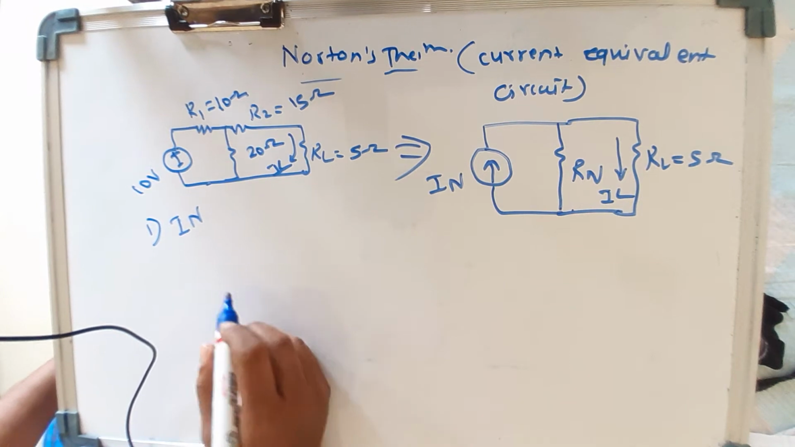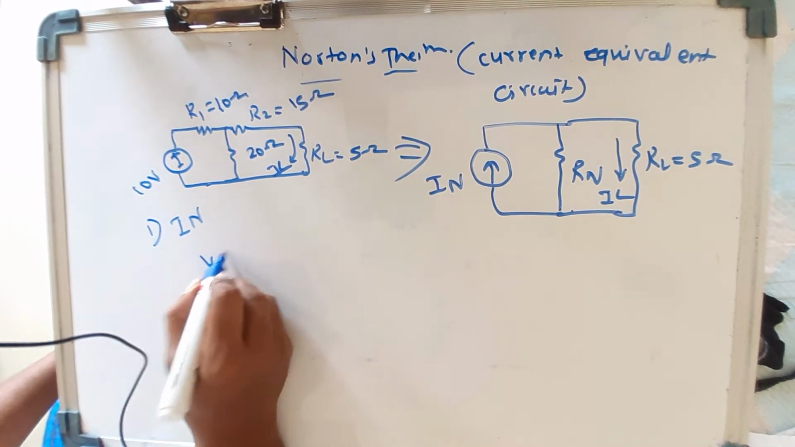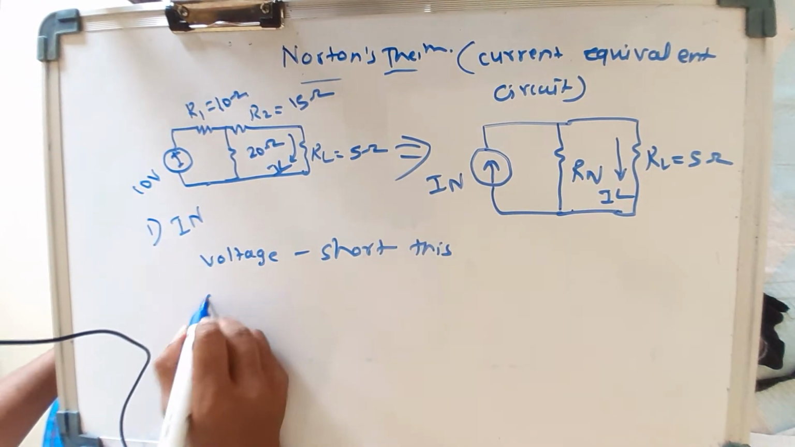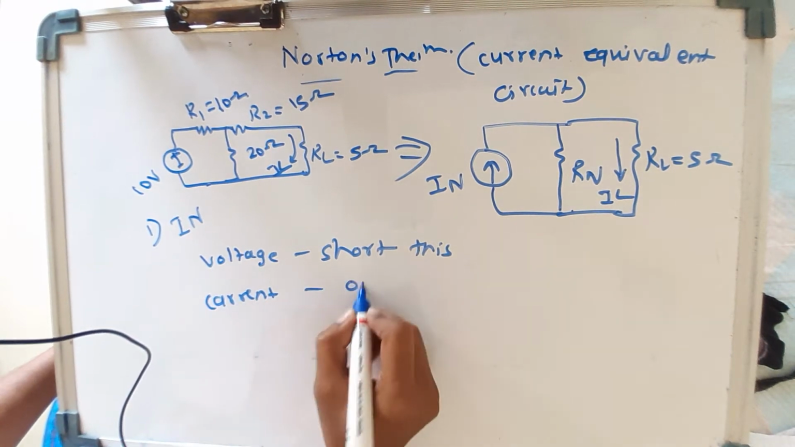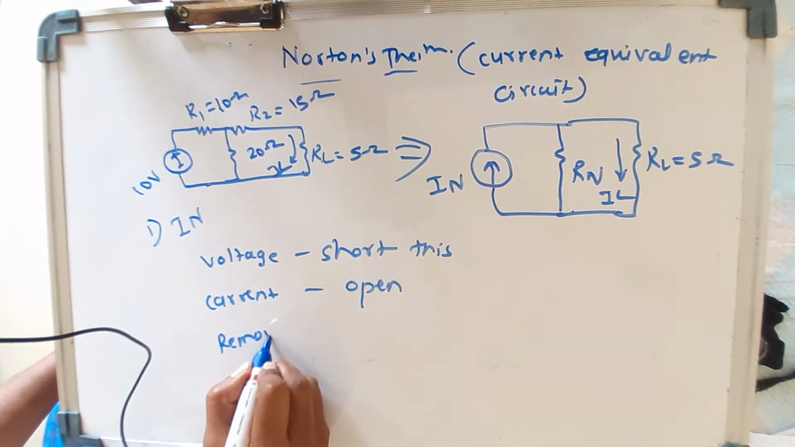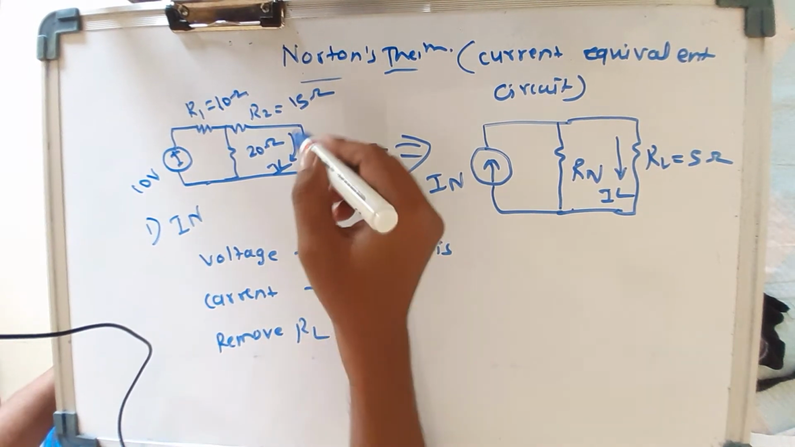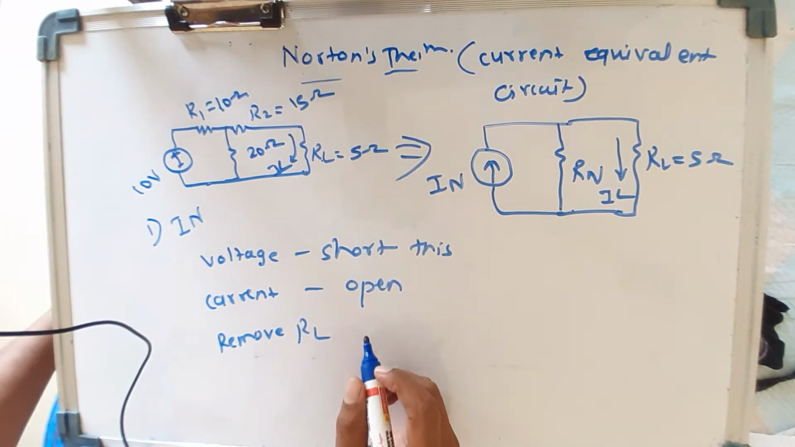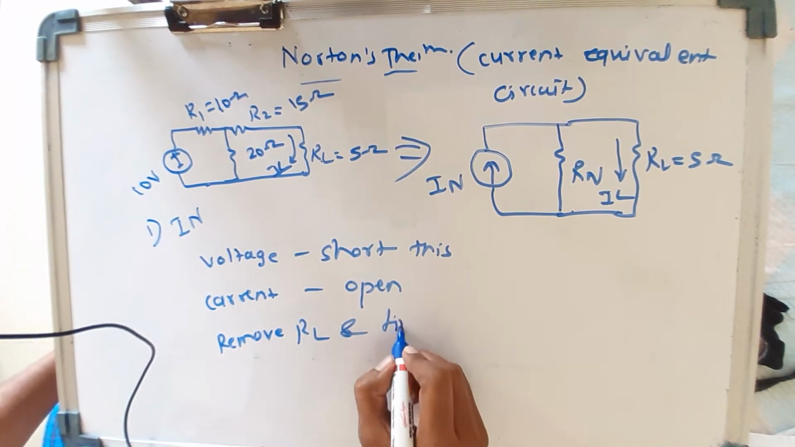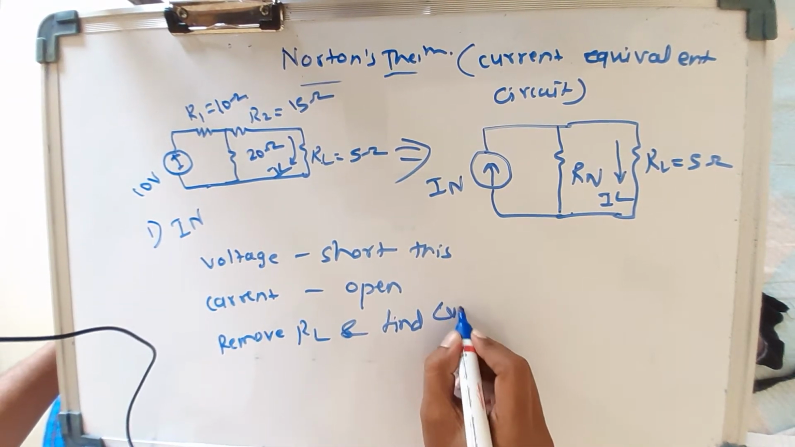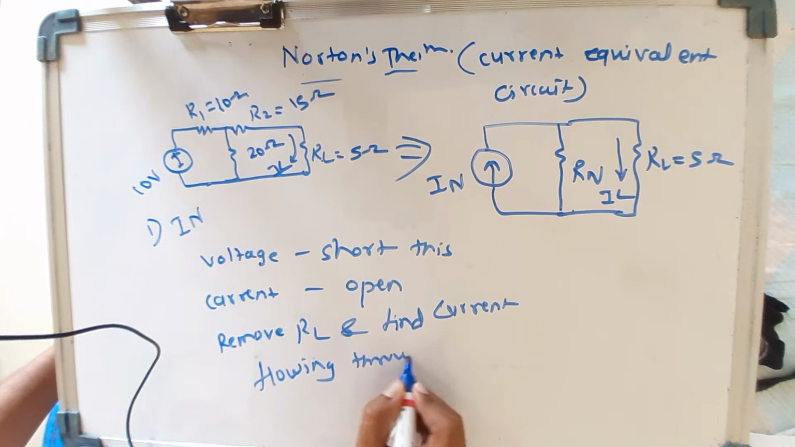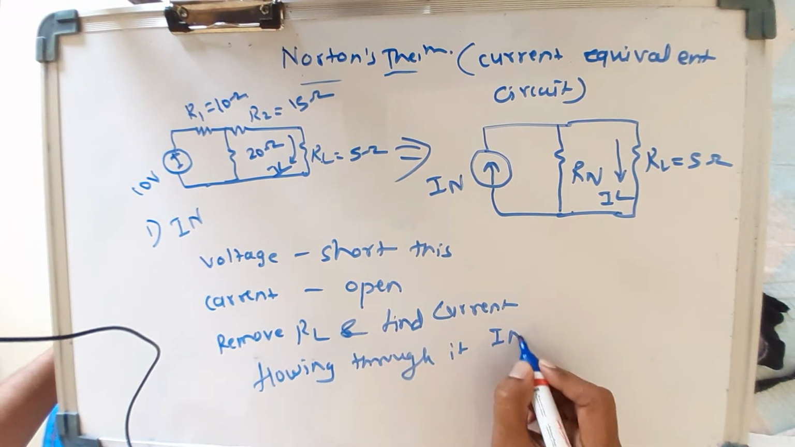For this, if any voltage source is there in the circuit, short it. If a current source is there, make it open. Remove the RL, that is, this RL we have to remove, and find out the current flowing through it, that is IN.